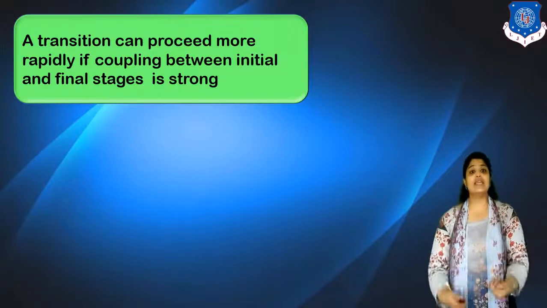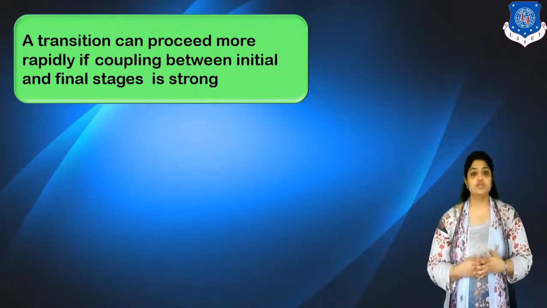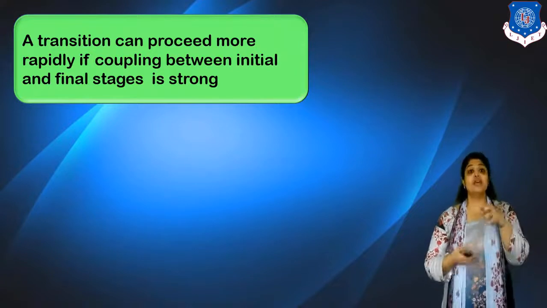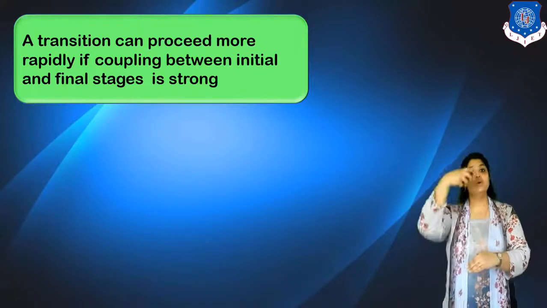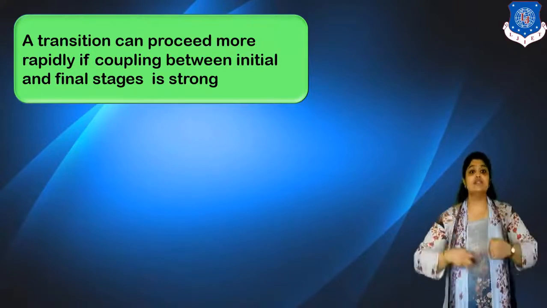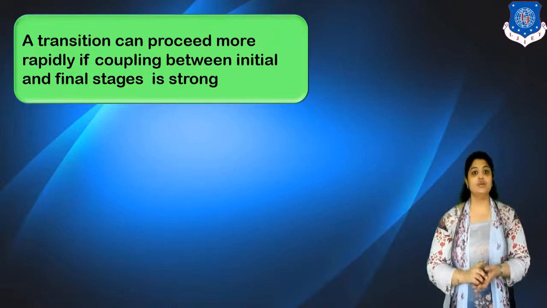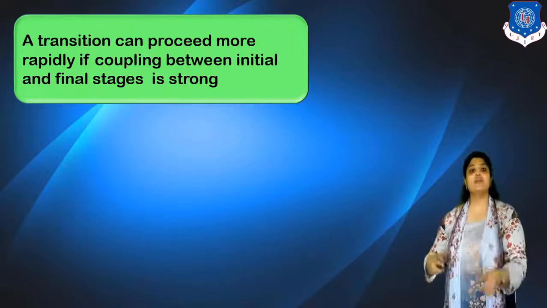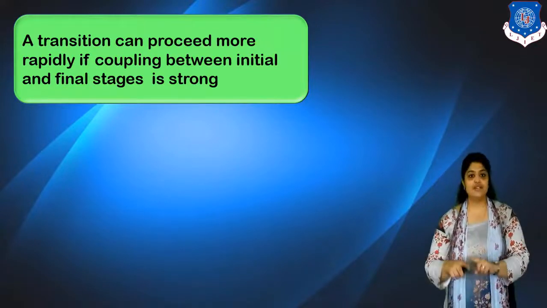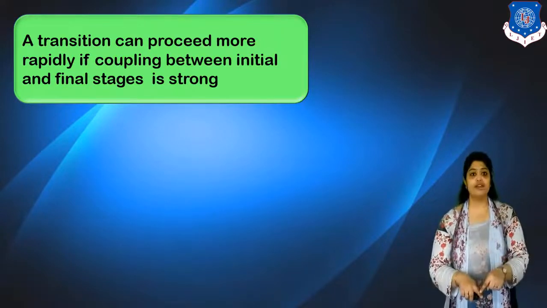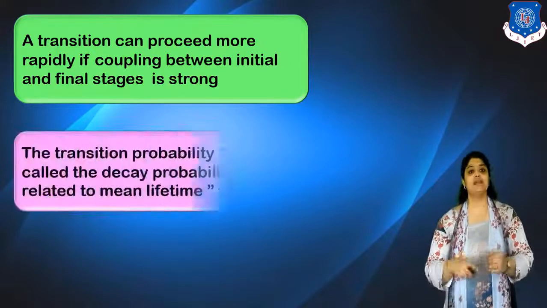A transition can proceed more rapidly if the coupling between the initial and final states is strong. If there is a very good, very strong interaction between the lower and the higher energy states, the transitions can proceed rapidly, either from lower to higher or from higher to lower. That clearly depends upon how strong the coupling is. And this coupling is nothing but the matrix element, which is based on the wave functions. So we say that the transition is actually dependent upon the coupling.